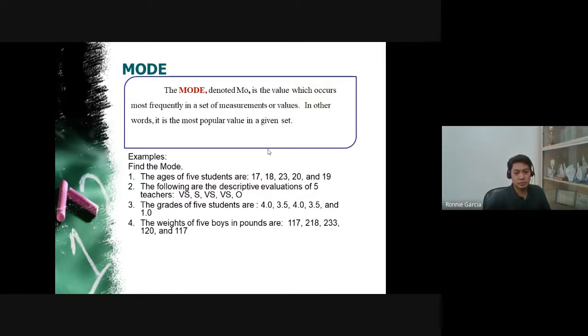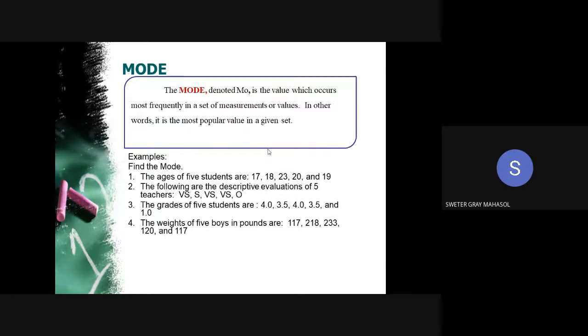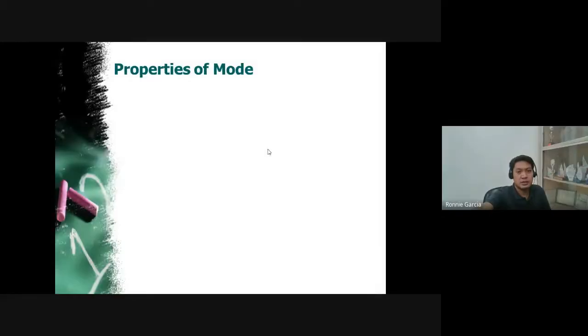How about number 4? The weights of the boys. 117, sir. Because it appeared twice. Correct. So ano yung mga katangian ng mode? We are going to compare it again, this time sa mean and sa median.